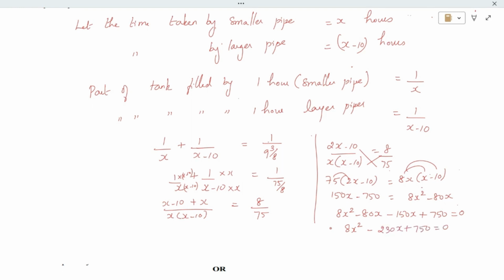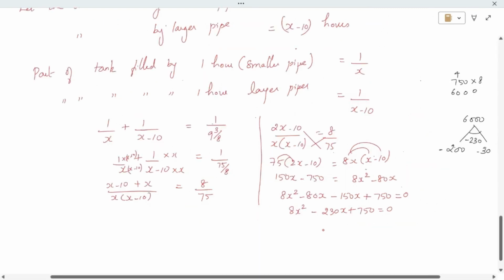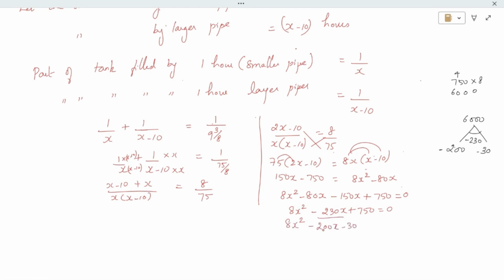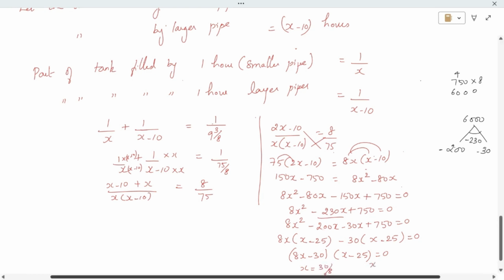Now you can use the splitting the middle terms method to factorize. So I have shown the factorization here. So 8x² minus 230x is split as minus 200x minus 30x plus 750 is equal to 0. Now take 8x commonly outside, so you will get x minus 25 times 8, which will be 200, isn't it? And here if I take minus 30 commonly outside, you will get x minus 25. Okay, so it will be (8x minus 30)(x minus 25) is equal to 0. So x can be 30 by 8 if you equate to 0, and x equal to 25.